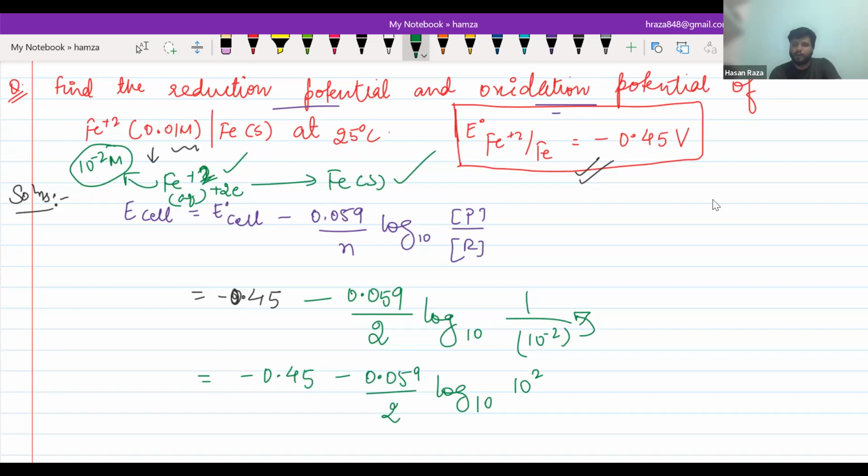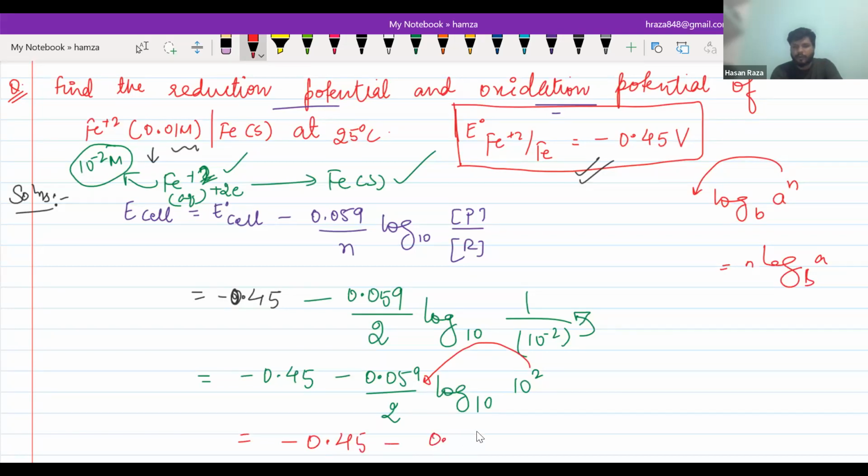Now we are going to use a formula of log. If there is log to the base b of a raised to the power n, the n will come to the front, and it will be n log a to the base b. So what you need to do is just keep 2 here, and you will get your answer. Minus 0.45 minus 0.059 divided by 2 into 2 log 10 to the base 10. And whenever these are the same number, the value is 1.